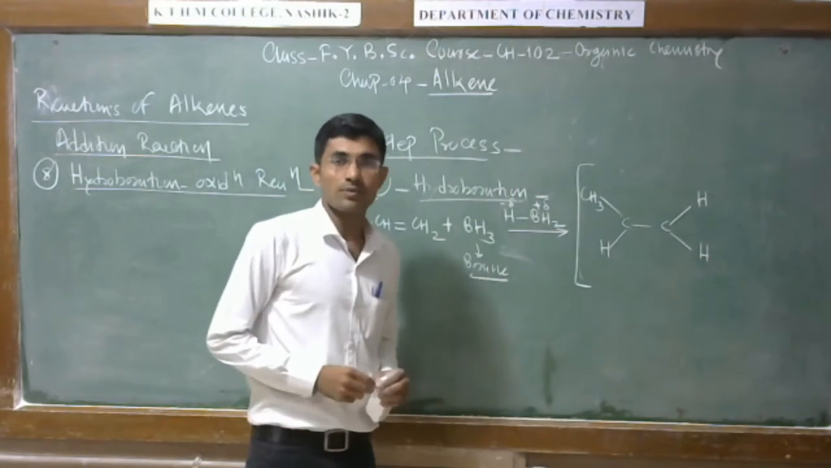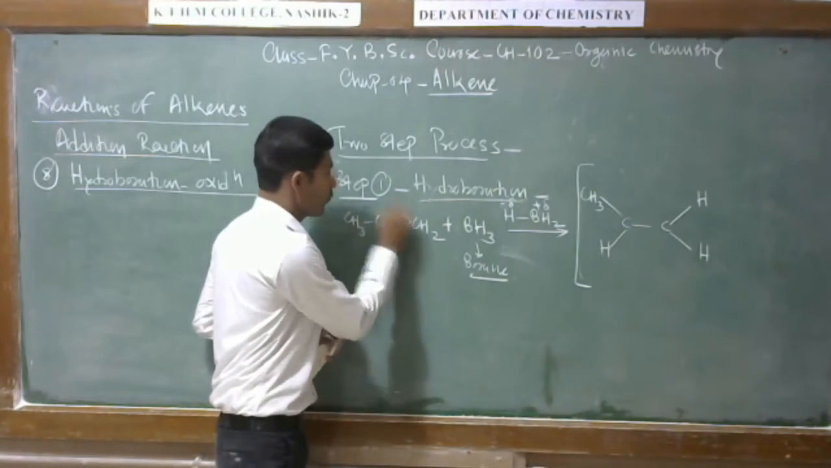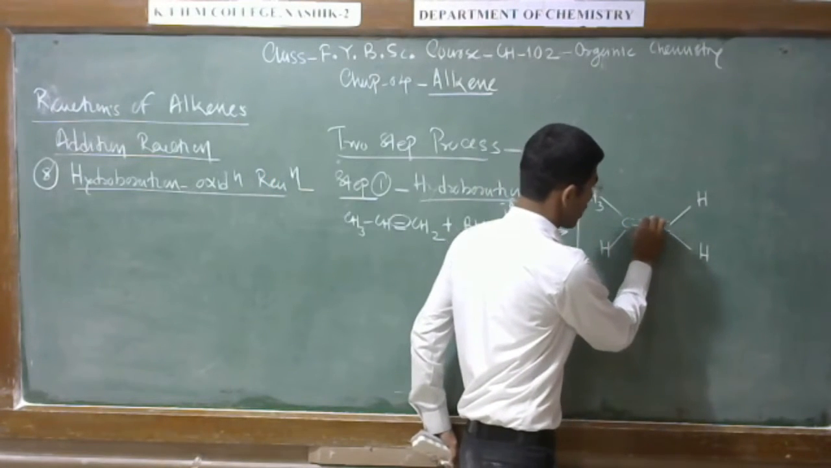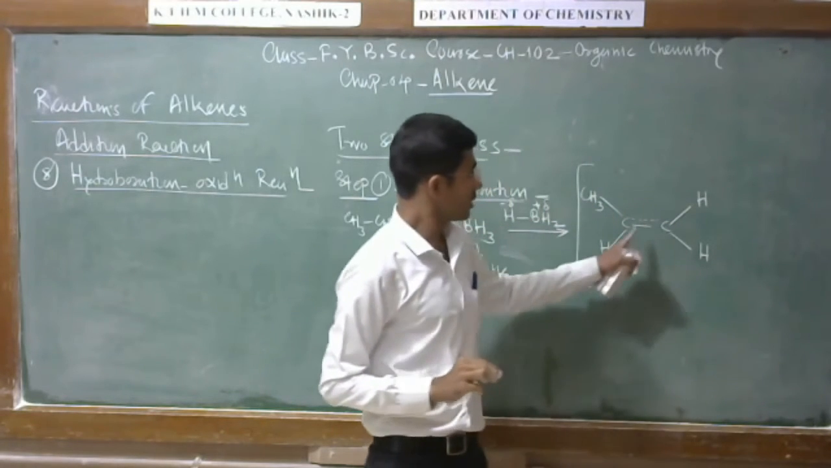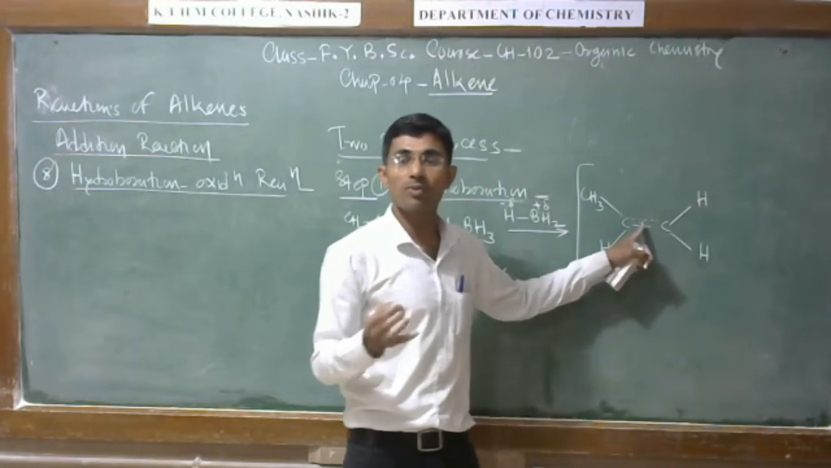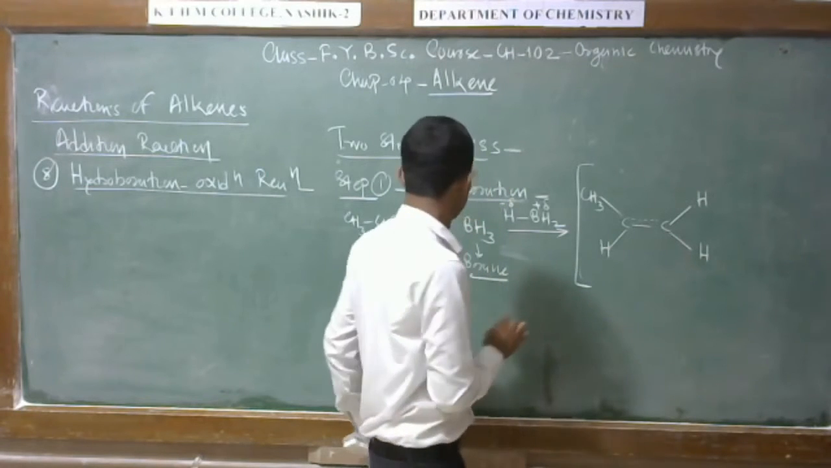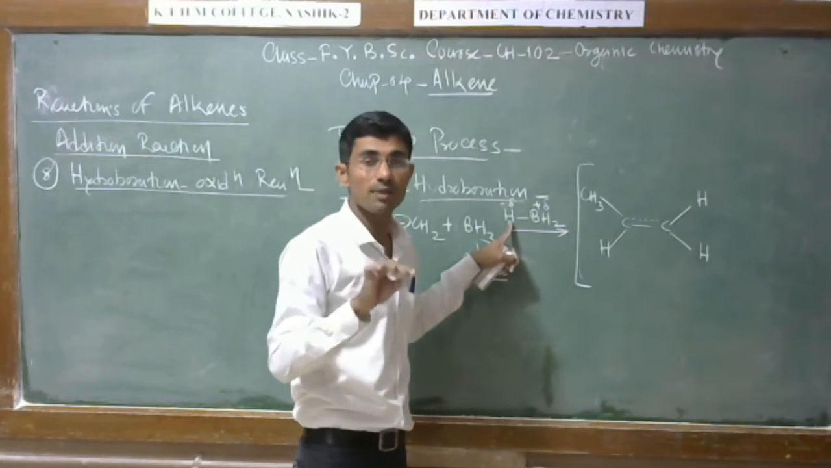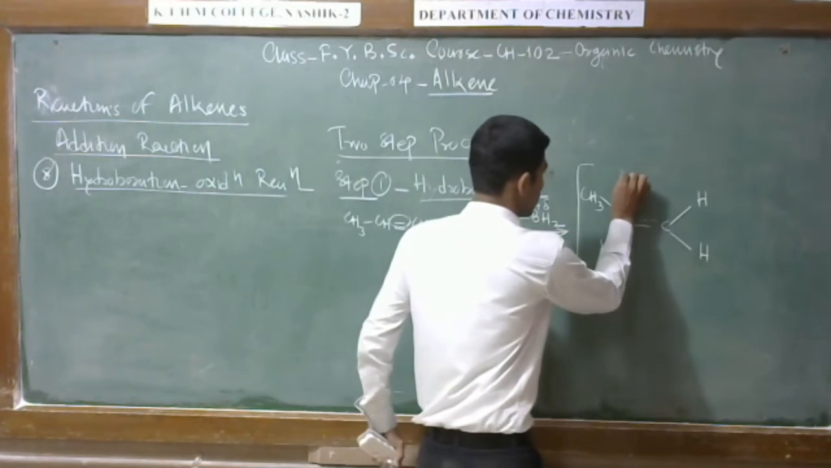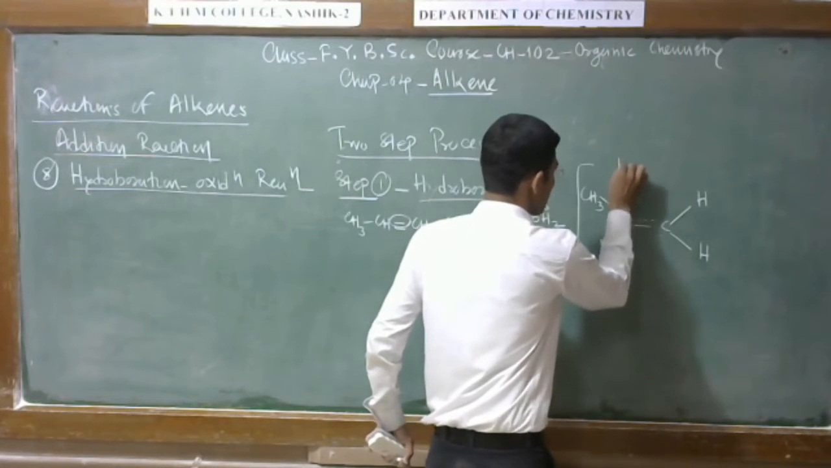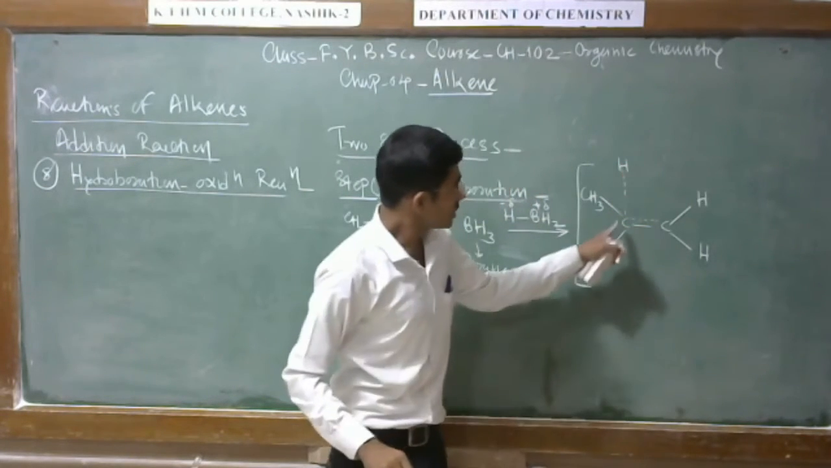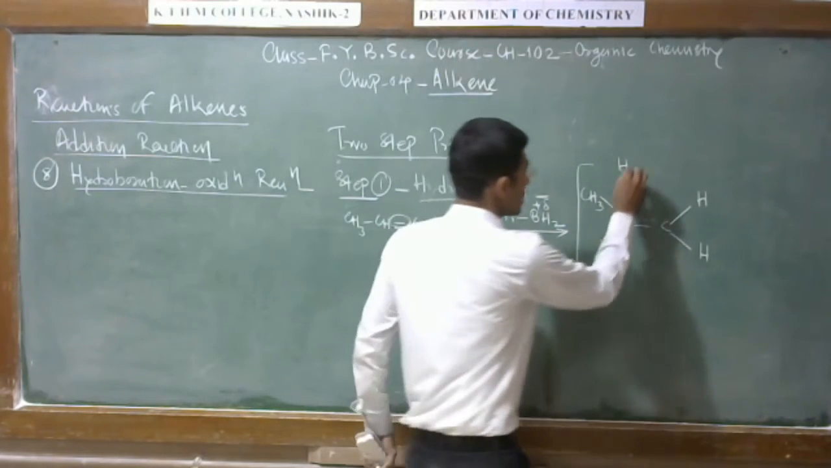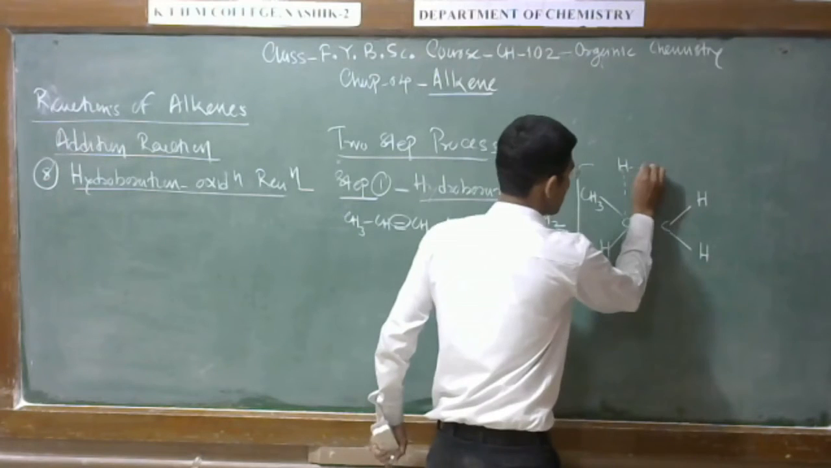During this addition, this weak pi bond starts to break. This bond starts to break, meaning we show it as partial, with the help of a dotted line. So this negative part is attached to the carbon which bears less number of hydrogen. This negative part of the reagent starts to form a bond with this carbon. At the same time this bond starts to break. We show it here like this.